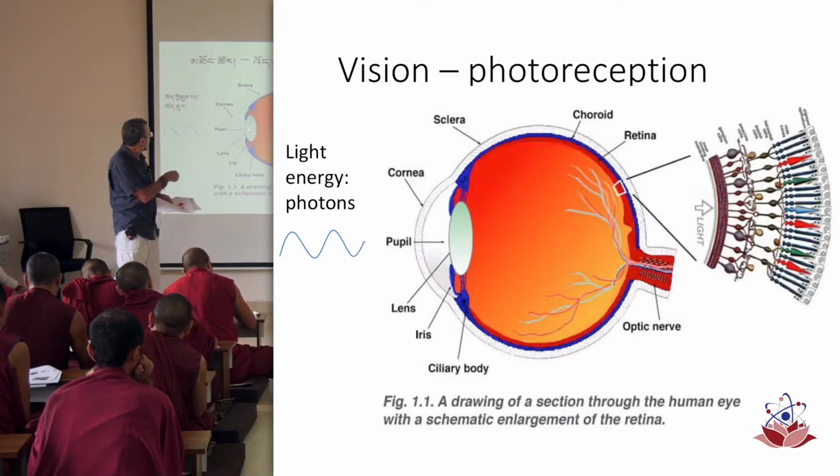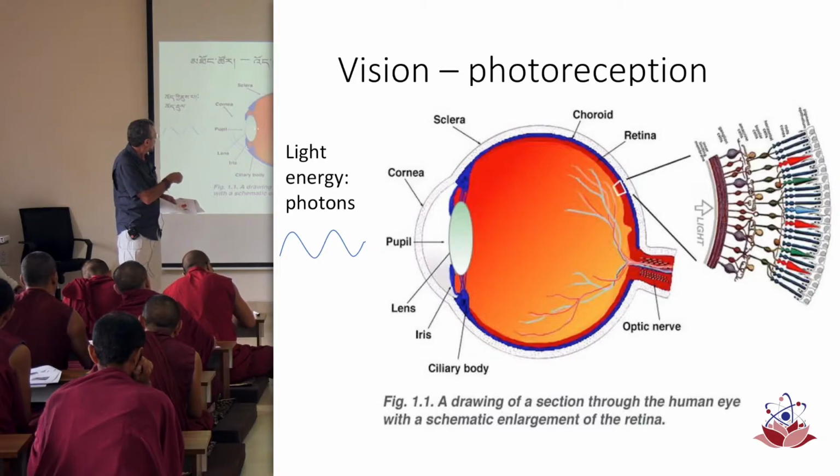Light comes in to the eye through the cornea and through the lens.